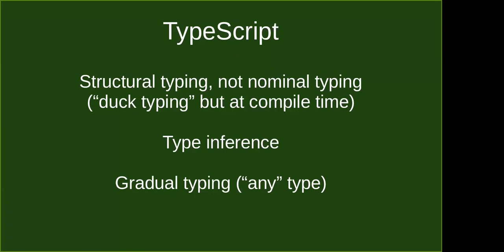So you can start your code using the any type, and then gradually tighten it down and solidify it into the types that you're going to actually end up using. So it does have a way of doing this gradual typing approach.